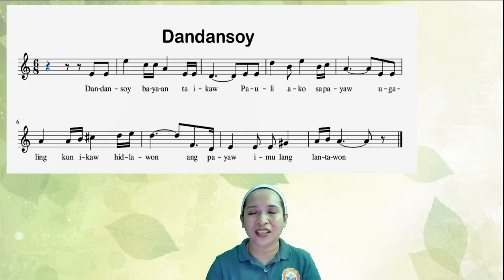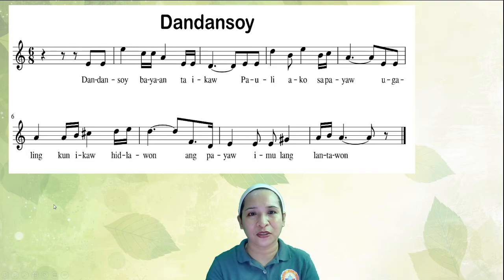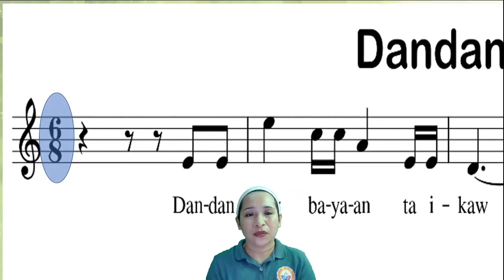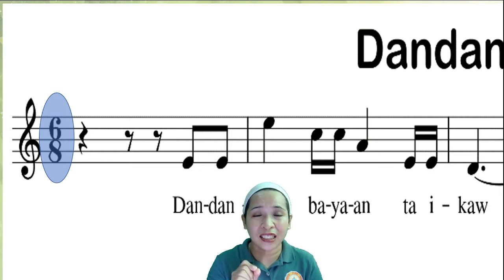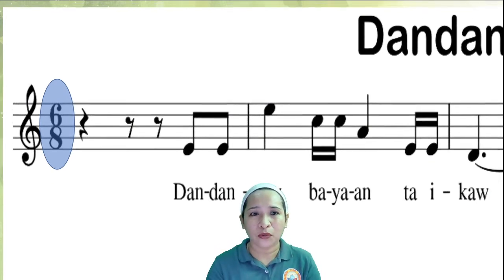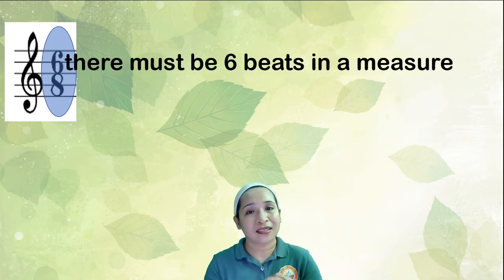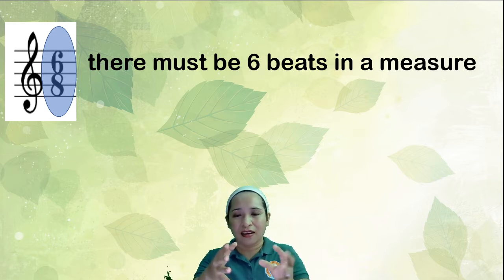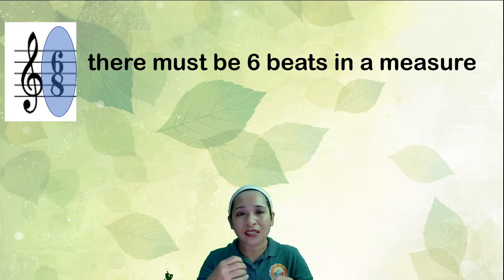Okay, let's check the time signature of the song Dandansoy. Okay, that is a 6/8. What do you mean by that? So based on the meaning of the time signature, the 6/8 means there must be 6 beats in a measure. So within one measure, there should be 6 beats.